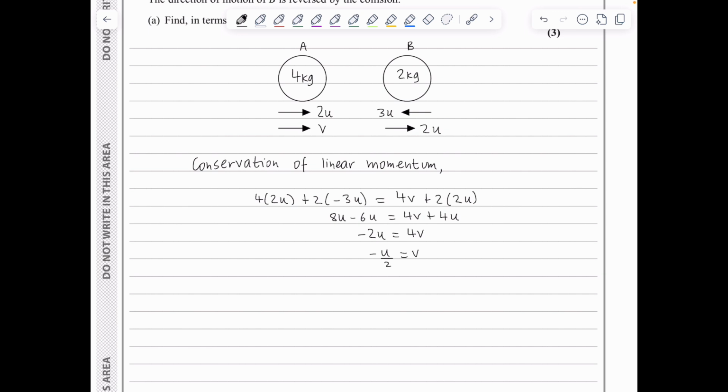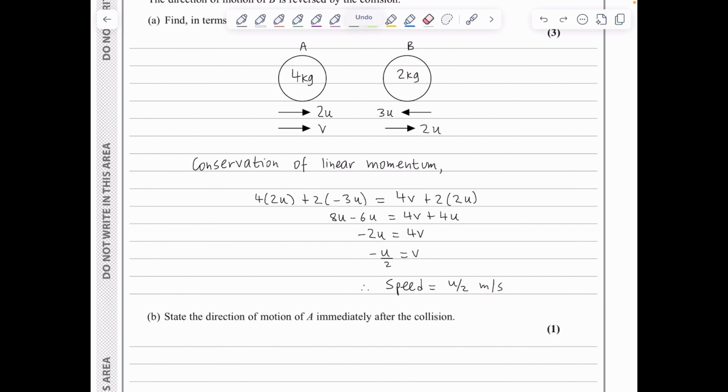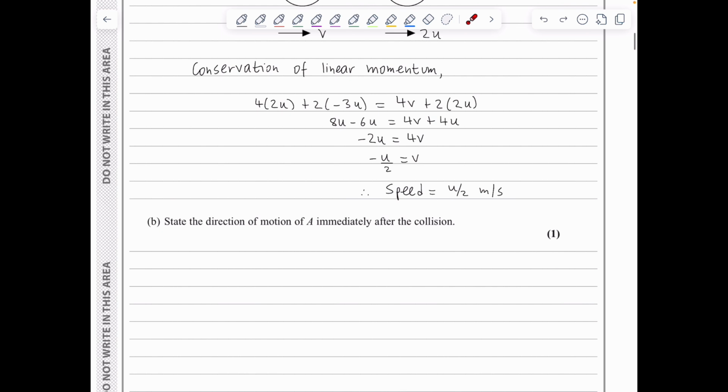Now the speed is the magnitude of the velocity, so we have to say that the speed is equal to u over 2 meters per second. The negative sign indicates that v is not to the right, it's actually to the left. And therefore, when we are asked to state the direction of motion of A immediately after the collision, we simply need to say that it's going to be opposite to the original direction of motion.